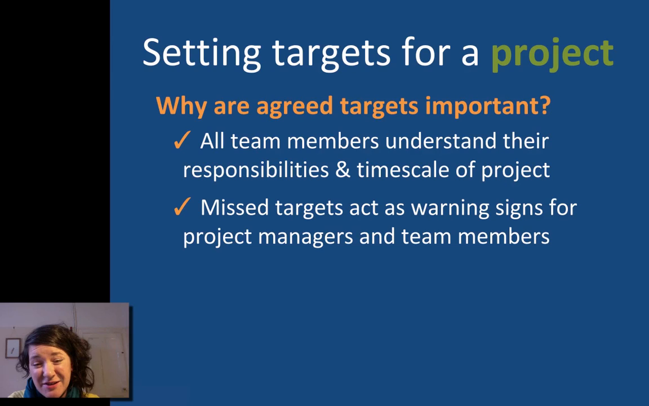Also, the missed targets that could happen within the project each act as a little warning sign for project managers and team members. So if things aren't running to schedule or aren't running to the targets that you've set, that should set off that little emergency warning light, which means that you're going to need to make some changes to the way that things are working.